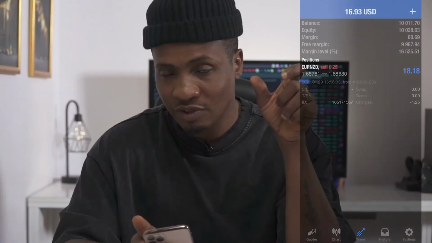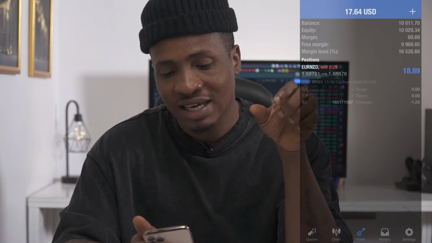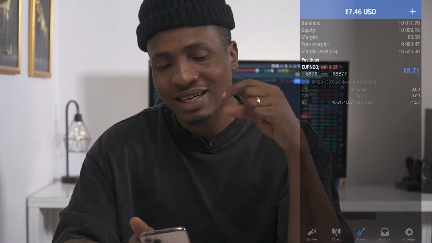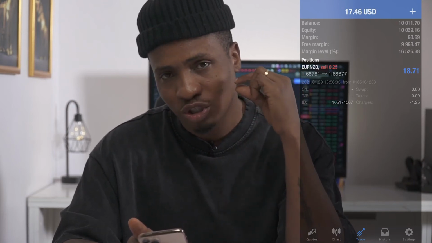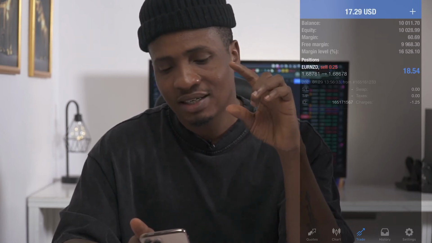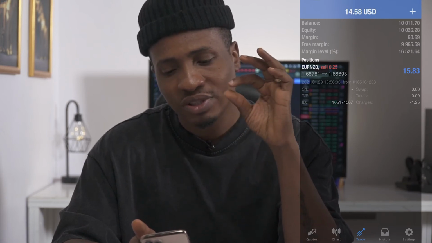Below USD sell 0.25, you can see the first figure, which is 1.68781. That is where I entered this trade from. 1.6878. Forget the pipette. Let's deal with the first four numbers after the decimal. 1.6878. That is my entry price. Now I have closed partial profit. I want to move my stop loss to entry. I just need to take away a pip.